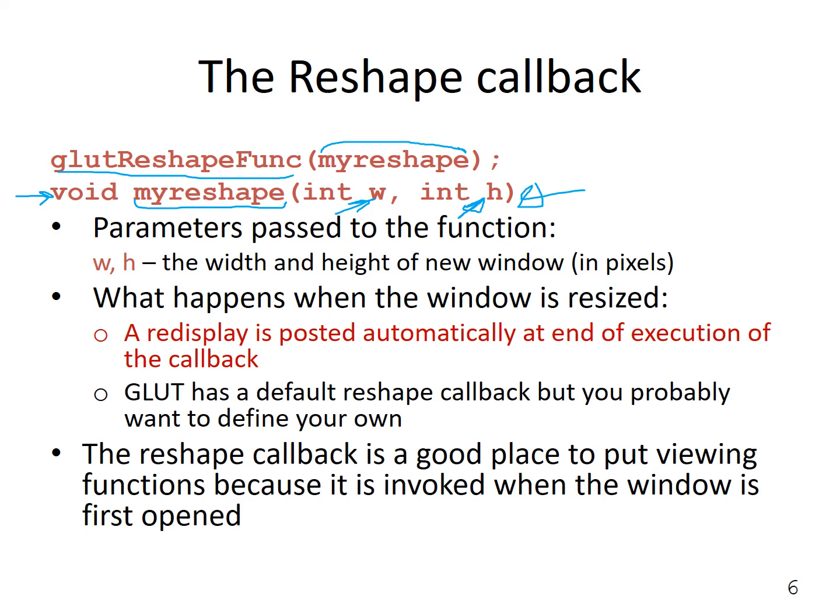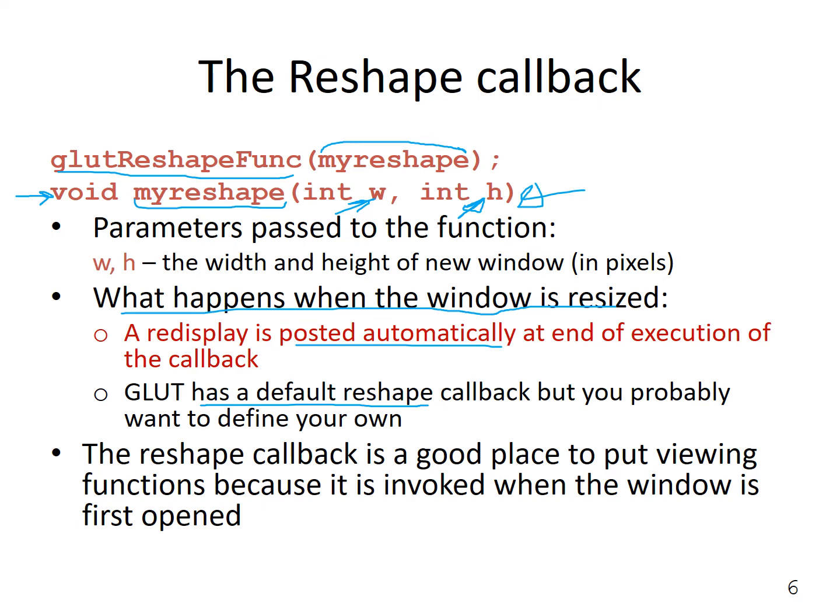So what happens is that when the window is resized, a display is posted automatically at the end of the execution of the callback. Now GLUT has a default reshape callback function that would squash all the objects so that they still fit the window. But probably we want to write our own to have more control on how the objects should be displayed. And most of the time it is the third option that we are after.